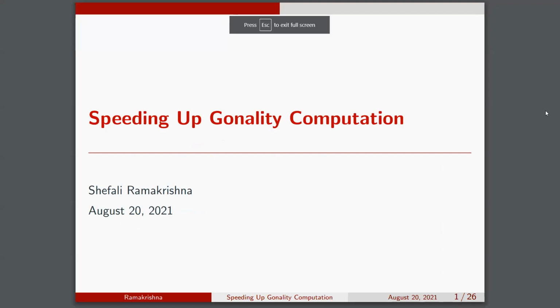So my name is Shefali Ramakrishna, and today I'll be talking about speeding up gonality computation. Some of you might be wondering, okay, I don't know what any of these words mean, please help. So in order to do that, I'm just going to give a brief overview about what we'll be talking about today.